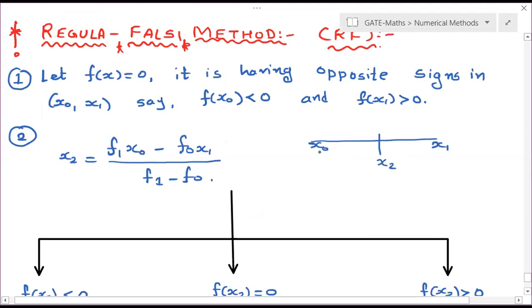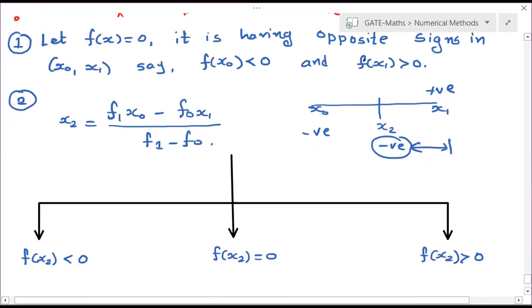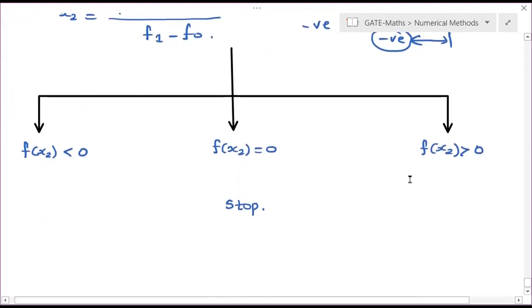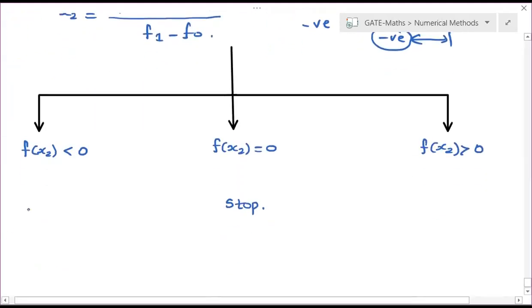Now, if f of x0 is negative and f of x1 is positive, tell me, if f of x2 is negative, which interval will we take? We will take x2 to x1, isn't it? Because we have to go from negative to positive. Students, please give me some response. So if f of x2 is negative, our next interval will be x2 to x1.